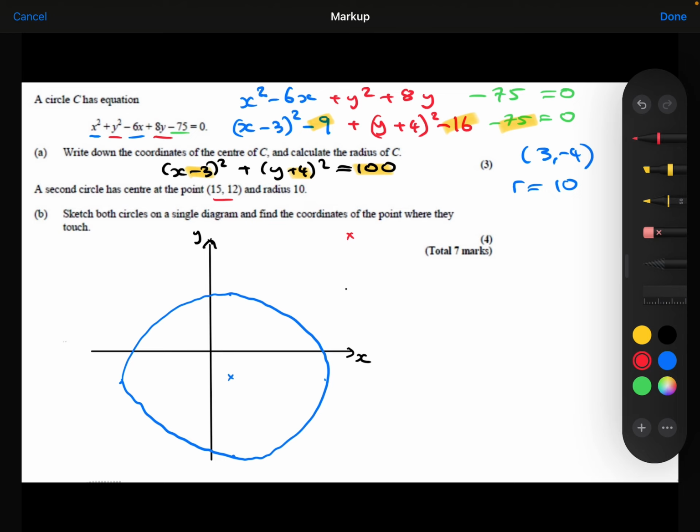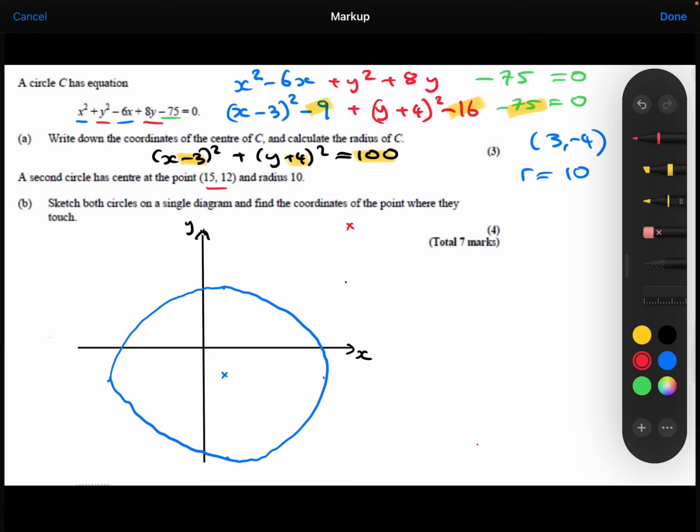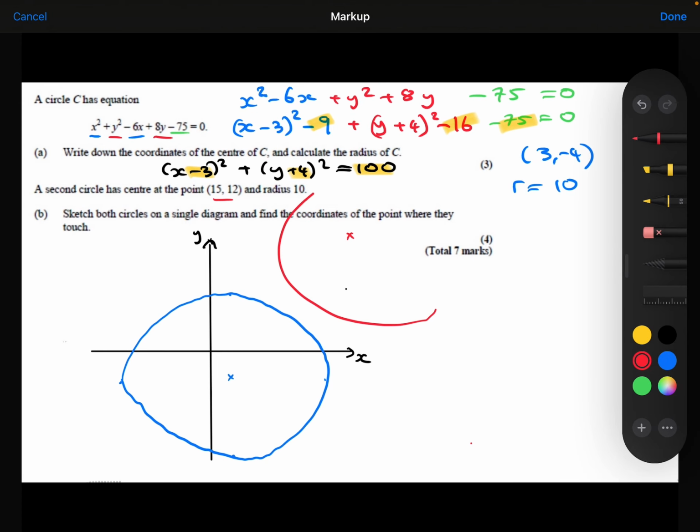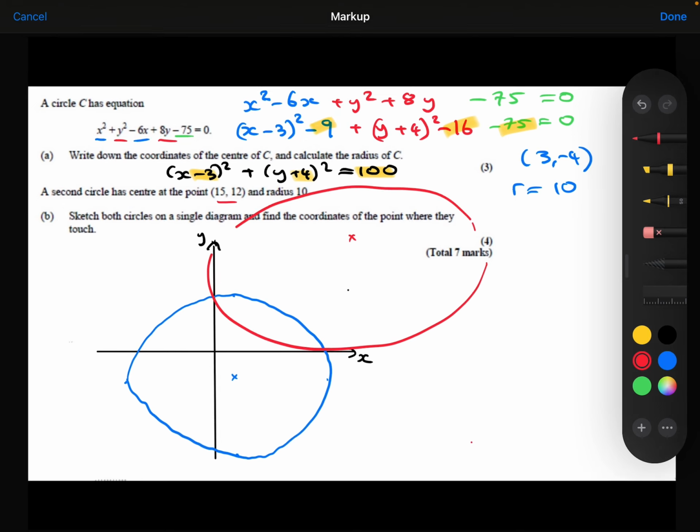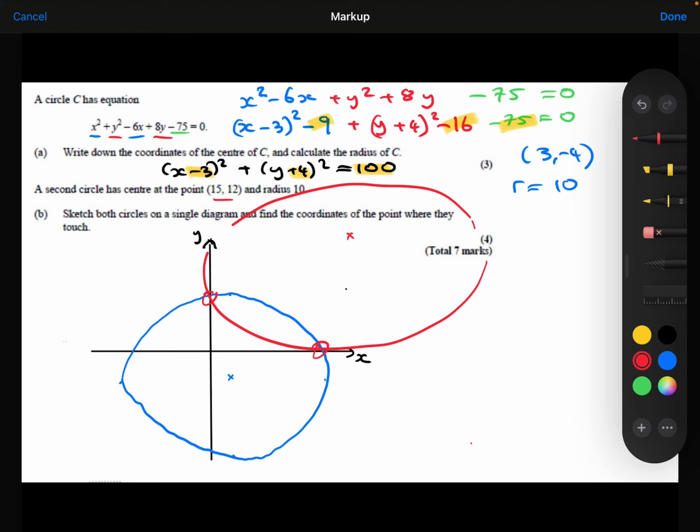Now, the question I'm thinking is, how should I draw this? Will this look like this, where it doesn't intersect at all? Will it look like this, where it intersects in 2 places, here and here? Or will it actually just touch this circle here?